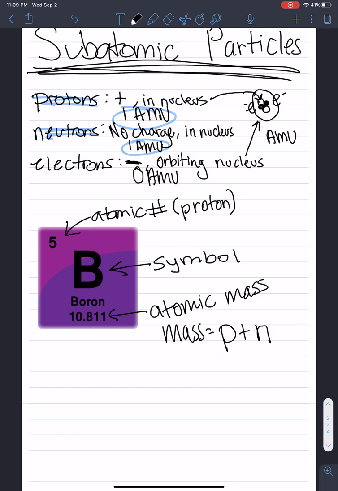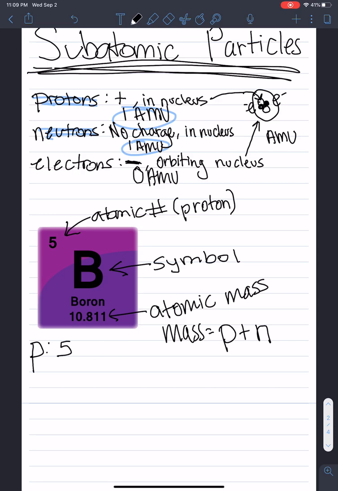So now, with this information, make sure you copy it down. Again, pause the video if you need to catch up on notes. But with this information, we can figure out the amount of protons, neutrons, and electrons in an atom. So, for our number of protons, remember we said that is our atomic number. So for boron, that's going to be 5.